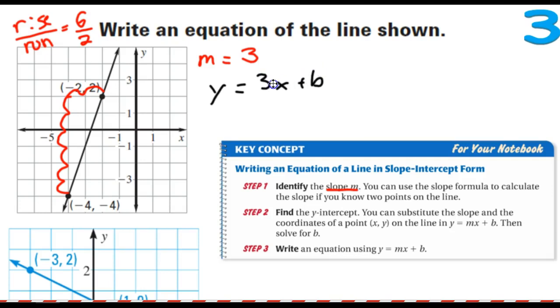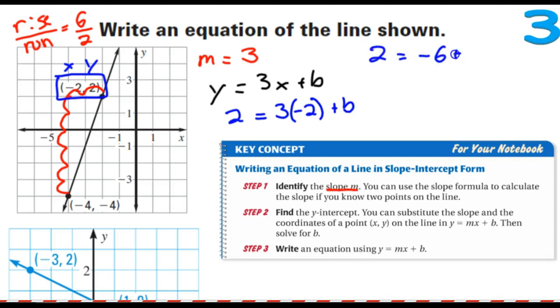So I'm going to pick negative 2, 2. That's going to be the point that I put in. Negative 2 is going to be the x, 2 is going to be the y. So we'll have 2 equals 3 times negative 2 plus b. 3 times negative 2 is negative 6, so 2 equals negative 6 plus b.